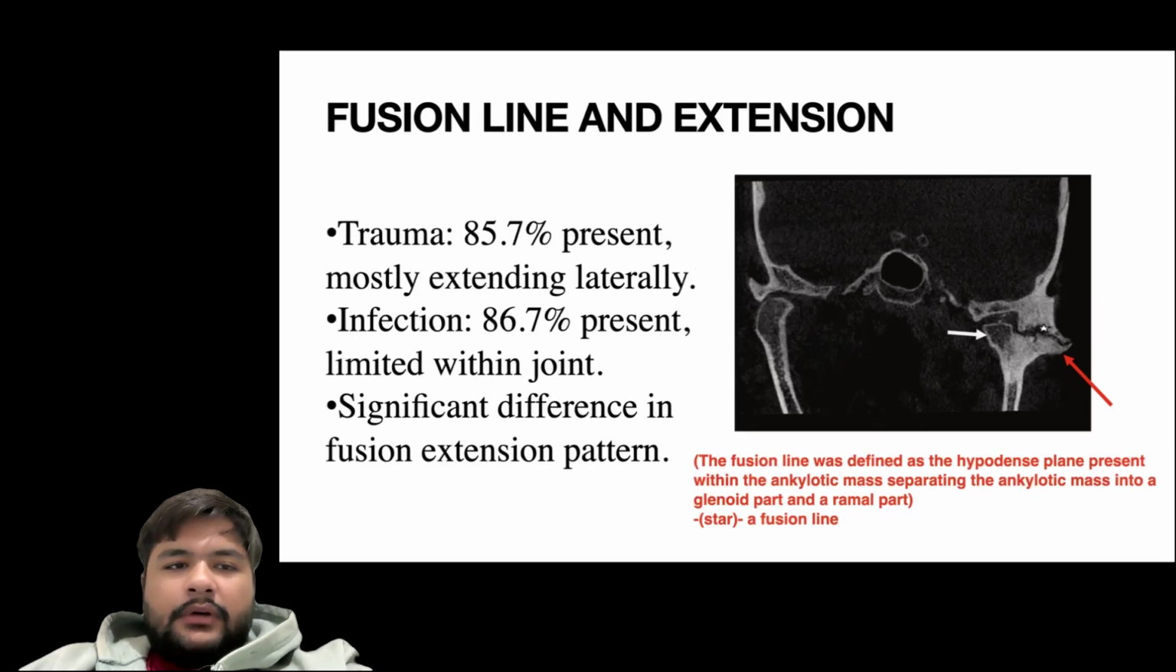So, coming to the fusion line and extension, the trauma joints had 85.7% fusion line seen, extending mostly laterally, and infection joints had the fusion line mostly limited to the joint, and they had a significant difference in fusion extension pattern. In this image, we can see the fusion line was defined as the hypodense plane present within the ankylotic mass, separating the ankylotic mass into a glenoid part and the ramal part. So the star demarcates the fusion line.